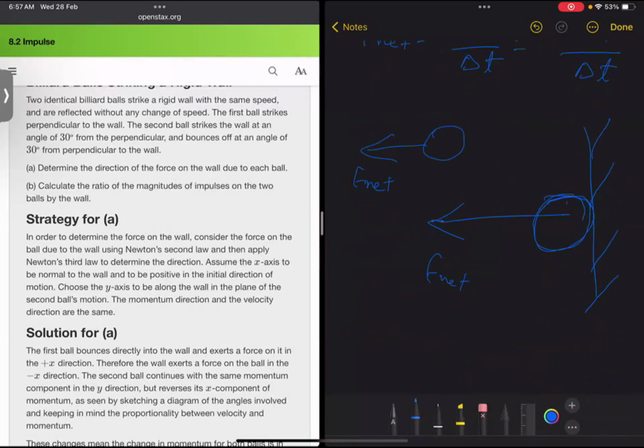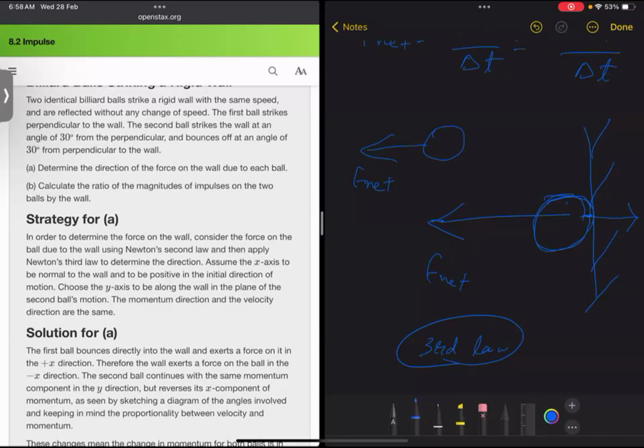Now, when the wall is imparting force on the ball, then at the same time, the ball will also impart a force on the wall. Is that right? Because of the third law. So what will be the direction of that force that the ball will impart on the wall? Will that be of same magnitude and opposite in direction? Yes, by Newton's third law. So the ball will apply force in this direction.